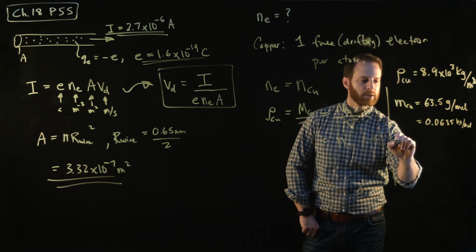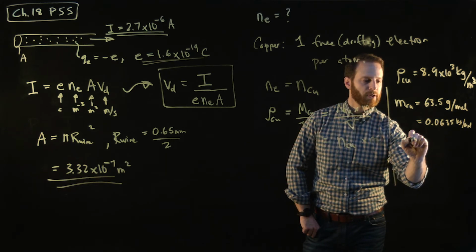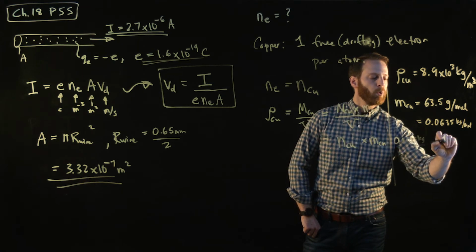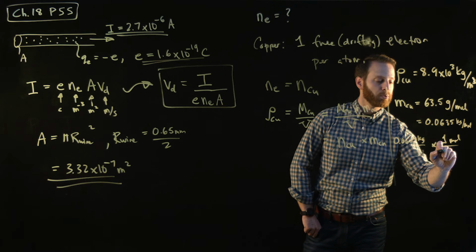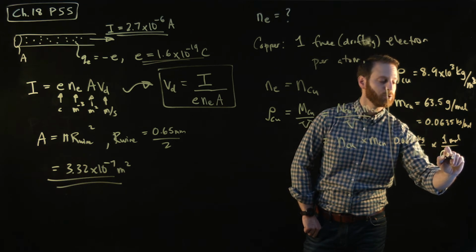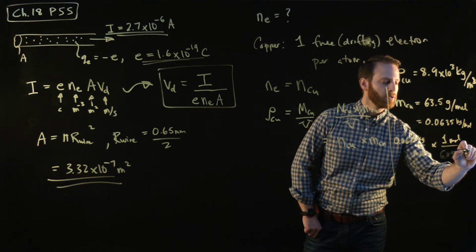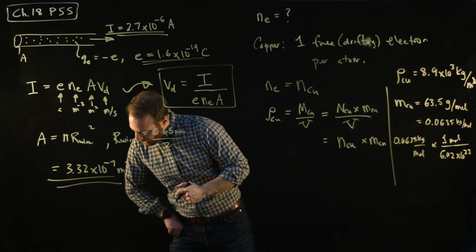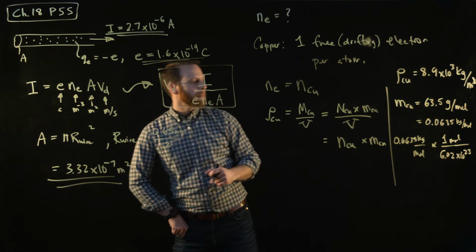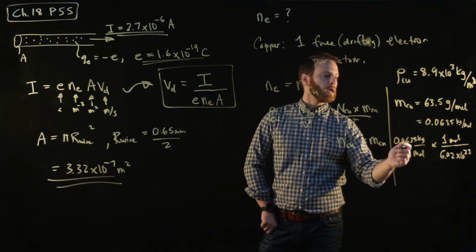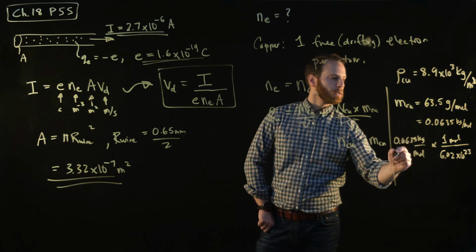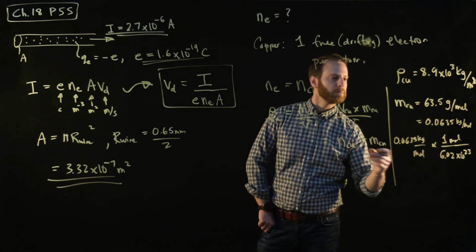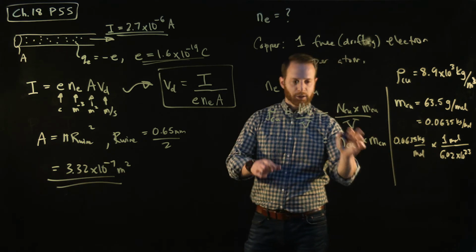And as long as you can keep track of what a mole is, let's go ahead and write 0.0635 kilograms over moles, and recall that 1 mole is the same as approximately 6.02 times 10 to the 23. So in doing that, we can therefore figure out how many copper atoms we have to deal with. So let's put all this together now.